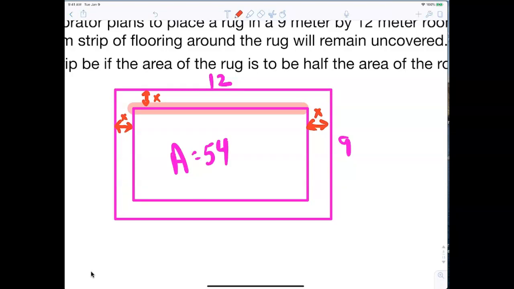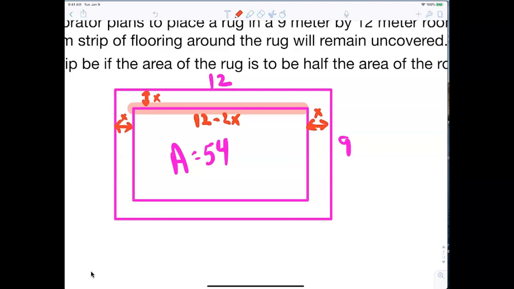What is it? 2x plus 9. Close. Very close. It's 12 minus 2x. Thank you. This is 12 minus 2x. All right, you were close. You with me? All right, because again, the whole length is 12. I'm cutting x's from each side.